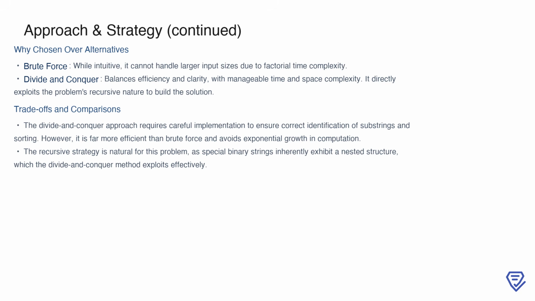However, this approach does require careful implementation, particularly in identifying balanced substrings and ensuring the sorting logic is correct. The trade-off is that while the implementation may be more complex, the recursive strategy is a natural fit for this problem. Special binary strings inherently exhibit a nested structure, and the divide and conquer method takes full advantage of this property, making it both efficient and elegant for solving the problem.